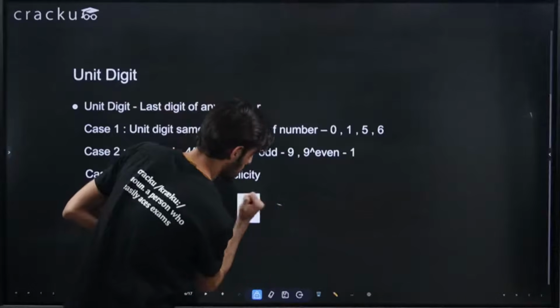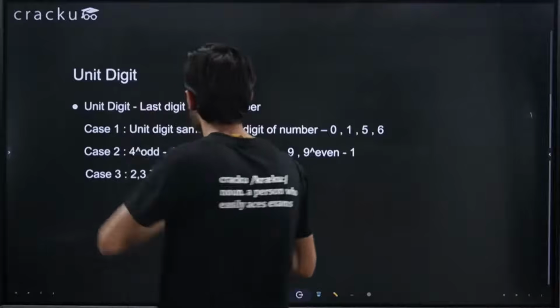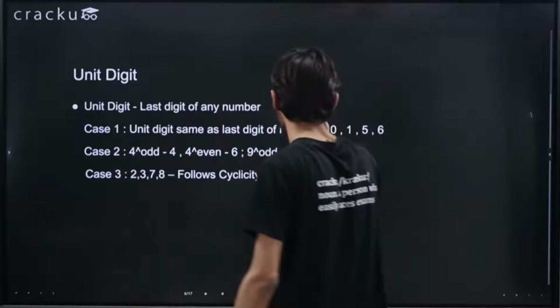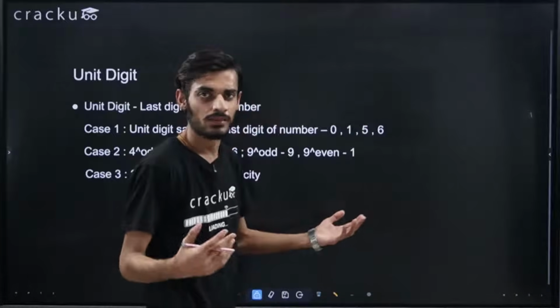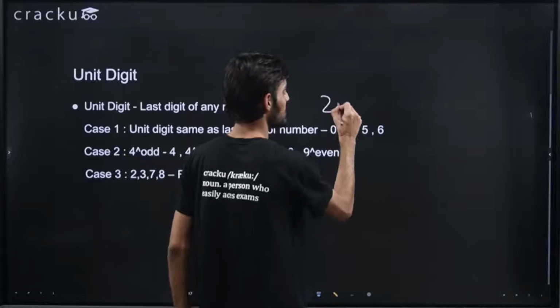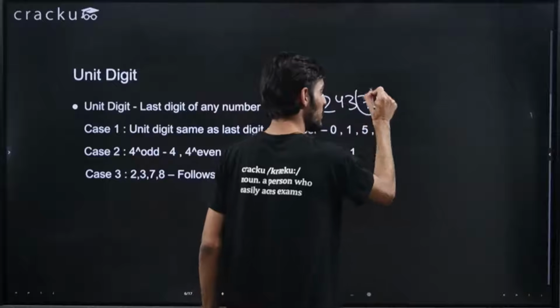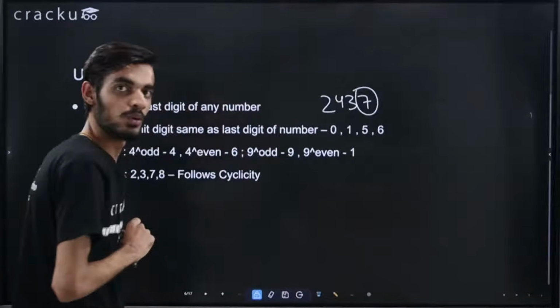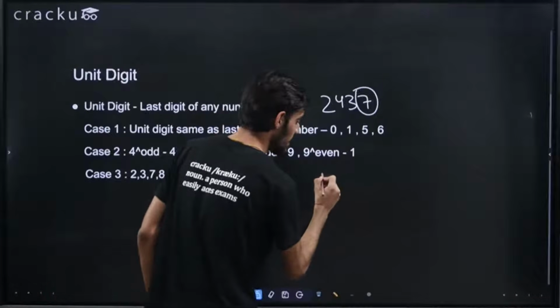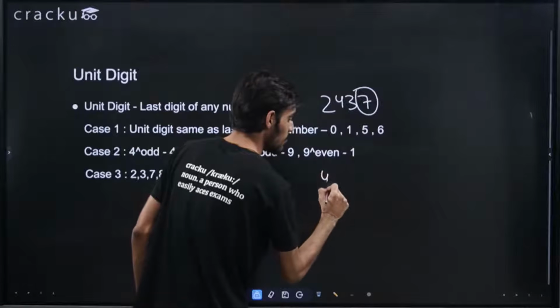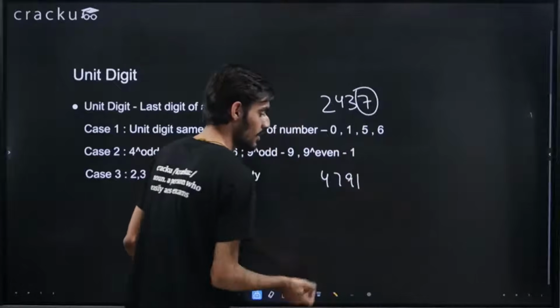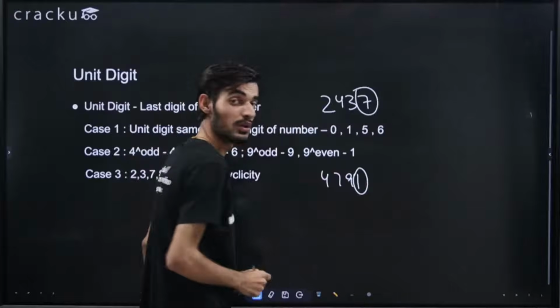Yeah, so I was talking about unit digit. If I'm writing any number, let's say 2437, the last digit is called the unit digit of that particular number. For any number that I'm writing, be it, let's say, 44791, the last digit is called the unit digit.